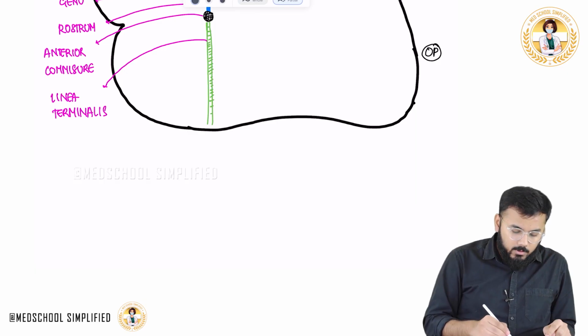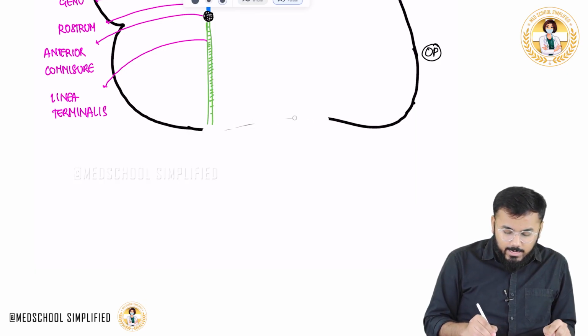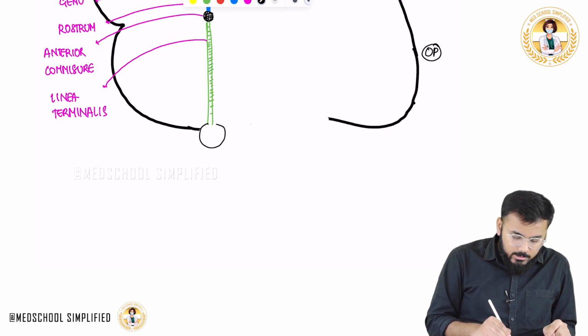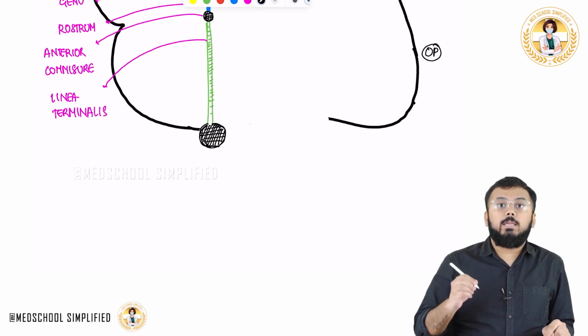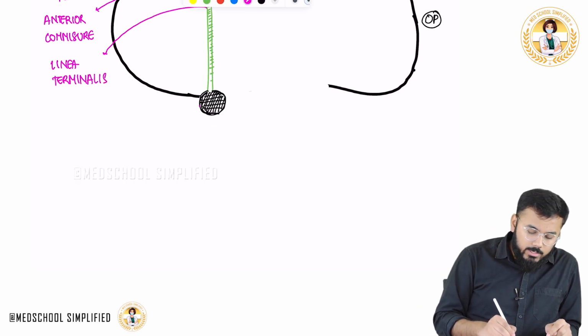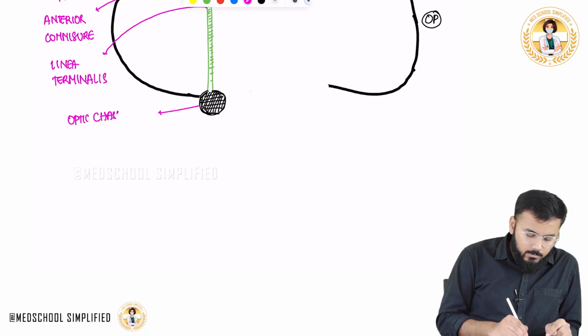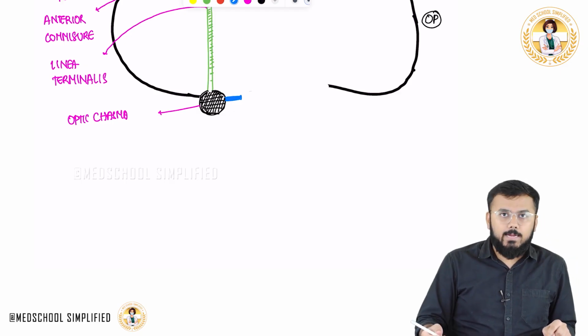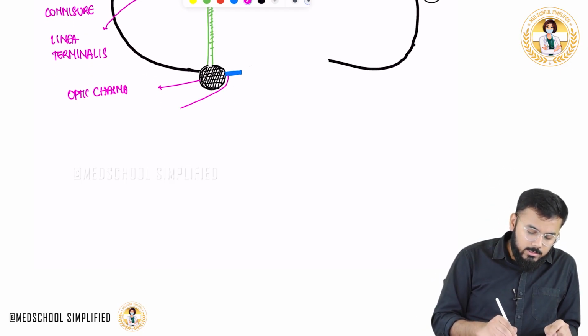Next important thing, what is the next important thing over here? Attached to linea terminalis, this particular rounded structure which you can see is called your optic chiasma. Okay, just behind this optic chiasma, you have got this particular stalk-like thing. This is called optic tract. So what is this thing called? This thing over here is called optic tract.